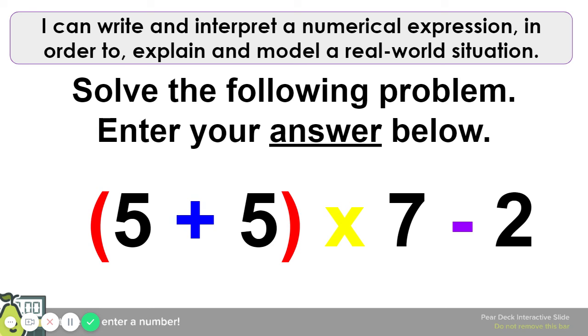Your answer should be 68. 5 plus 5 is 10. 10 times 7 is 70. And 70 take away 2 is 68.